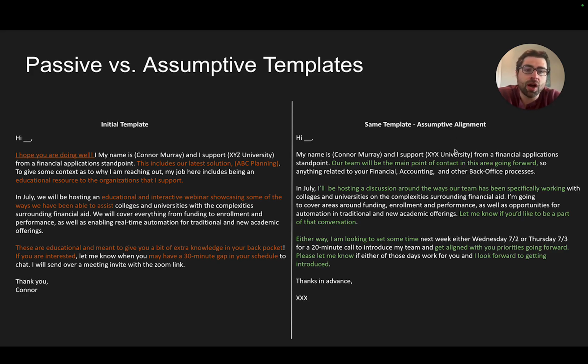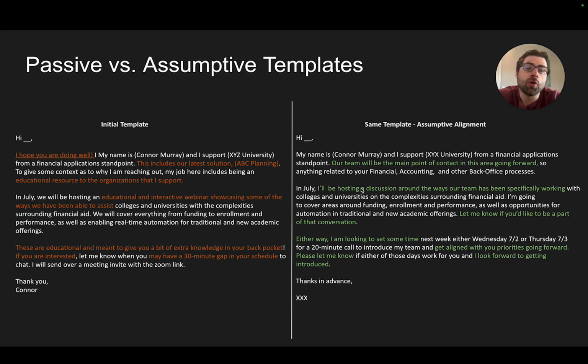"My name is Connor Murray. I support XYZ University from a financial application standpoint. Our team will be the main point of contact in this area going forward, so anything related to your financial, accounting, and other back office processes." A little more context there, "main point of contact." So I'm taking some of those assumptive language examples from the previous slide and just inserting them here.